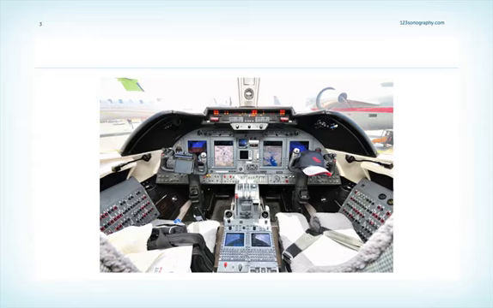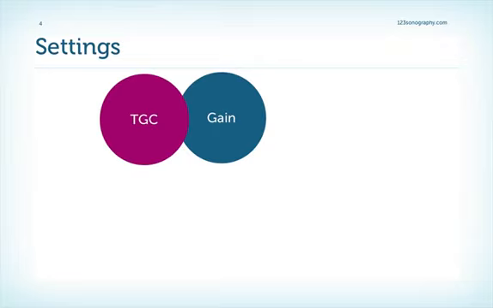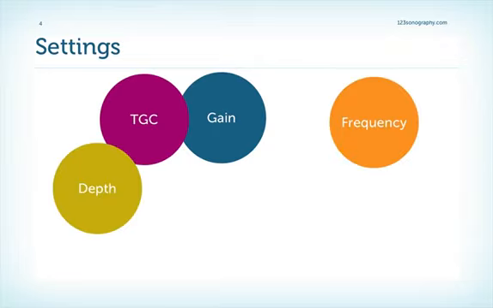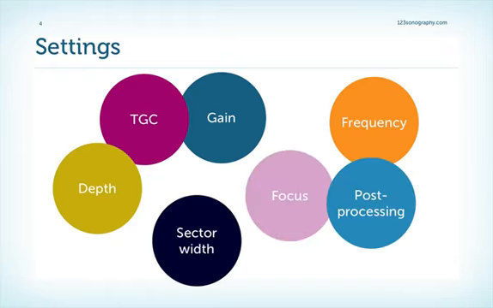But one important advice, really get to know your machine. Talk to your application specialist and know which buttons and functions you have, because if you know how to use them, you will speed up the exam and you will also improve the quality of the exam. Okay, but let's now talk about the main settings that you should consider when you perform echocardiography. The gain, the time gain compensation, the depth, the frequency, the sector width, the focus, and finally post-processing.